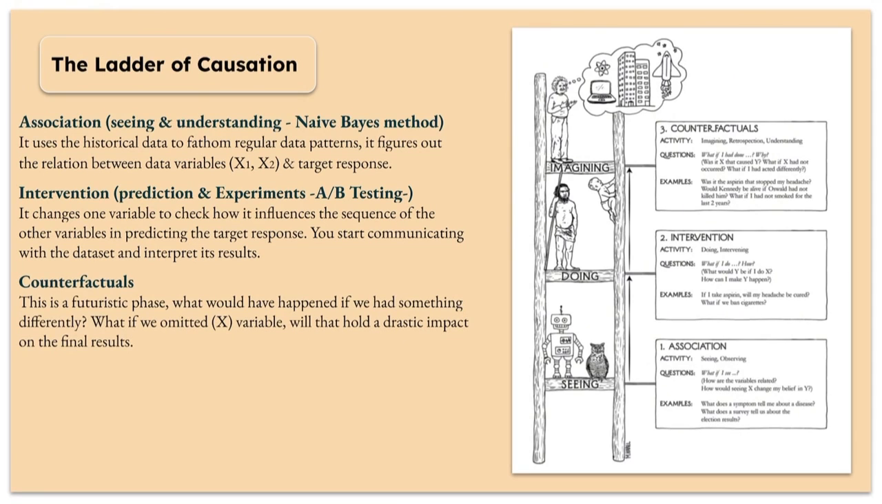And stage number 3, counterfactuals. This is a futuristic phase. What would have happened if we had done something differently? What if we omitted X variable? Will that hold a drastic impact on the final results?